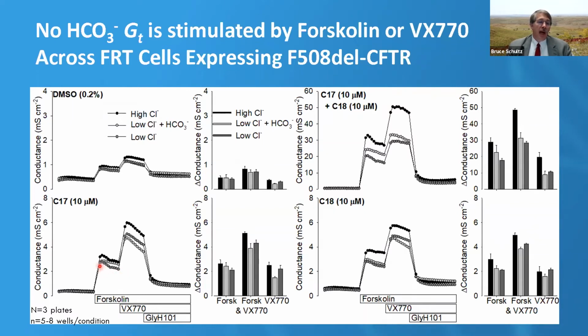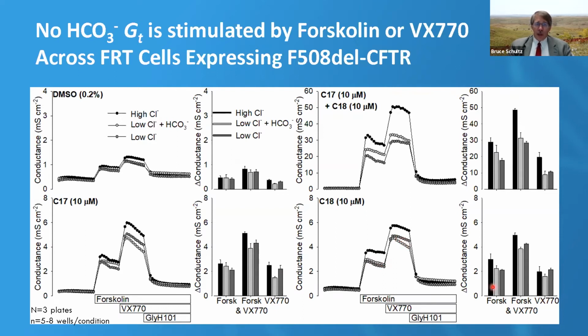What is immediately obvious is that the light gray symbols are closer to the low chloride than they were with wild-type CFTR. And in fact, in the presence of forskolin and VX770 with the C17, we see that the bicarbonate-containing media is actually below the low chloride. That's shown here on the right in the bar chart, that the bicarbonate-containing medium actually has a lower increment in conductance in response to VX770 than the low chloride medium. The same pattern is seen with C18. So low chloride with bicarbonate is superimposable with low chloride or is below low chloride.